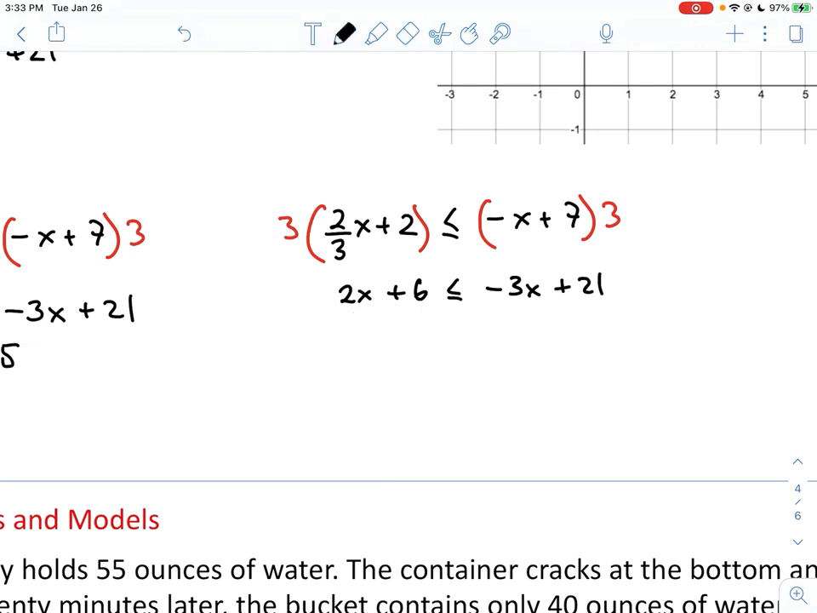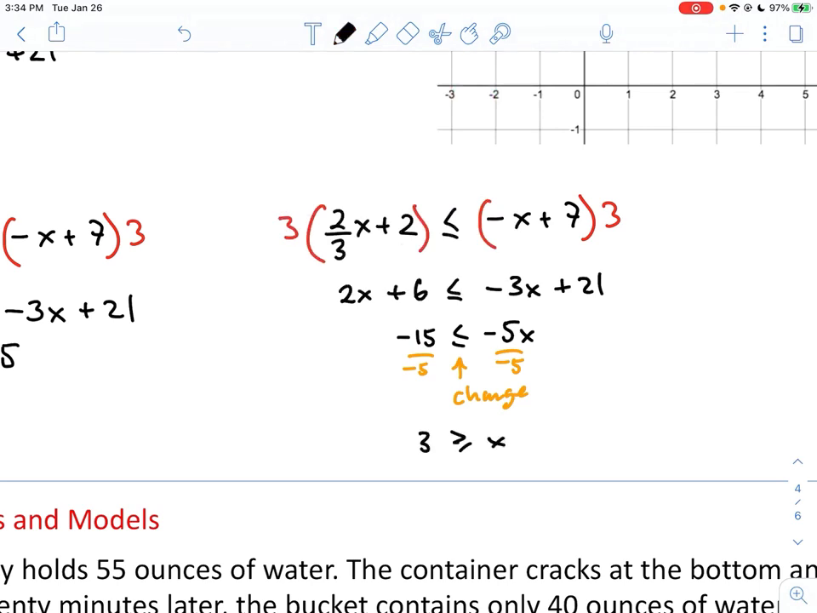And notice what happens. We wind up getting 6 minus 21 is negative 15, less than or equal to, and negative 3x minus 2x is negative 5x. We are going to divide both sides by negative 5 to isolate the x. So we have to change that inequality in the next line. So negative 15 divided by negative 5 is 3, greater than or equal to, and then just x.